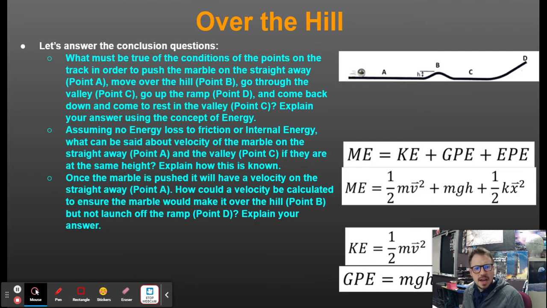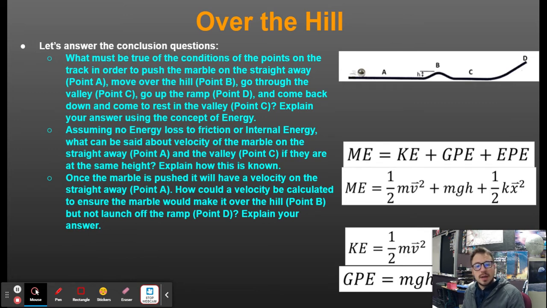So if you put that marble on top of the hill and it has 10 joules of gravitational potential energy, you have to give that marble at least 10 joules of kinetic energy so it can be converted into gravitational potential energy with some left over to move over the hill.